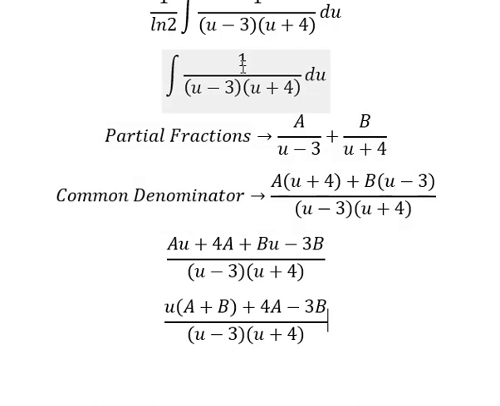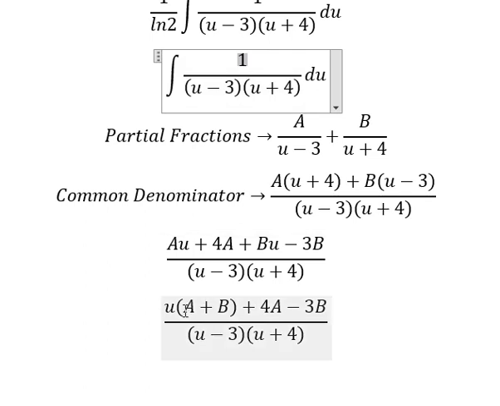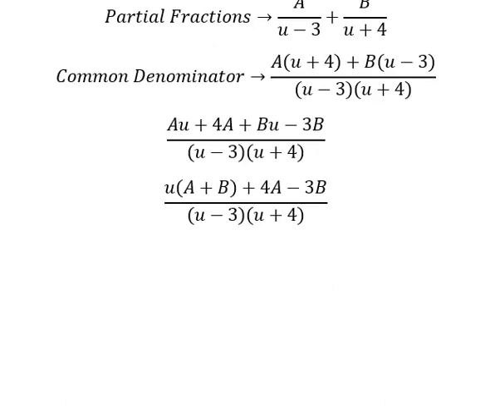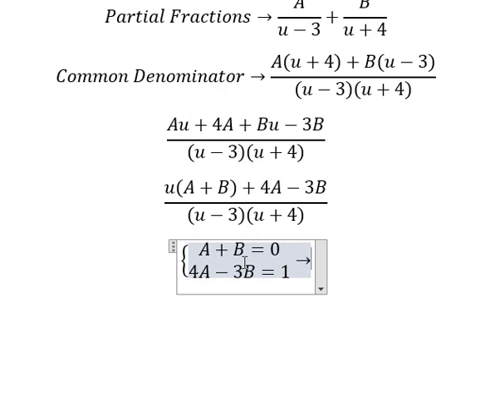So we just have only number 1. That means 4A minus 3B equals 1. A plus B equals 0 because we don't have u in here. So A plus B equals 0. 4A minus 3B equals 1. And now we can find the values of A and B.